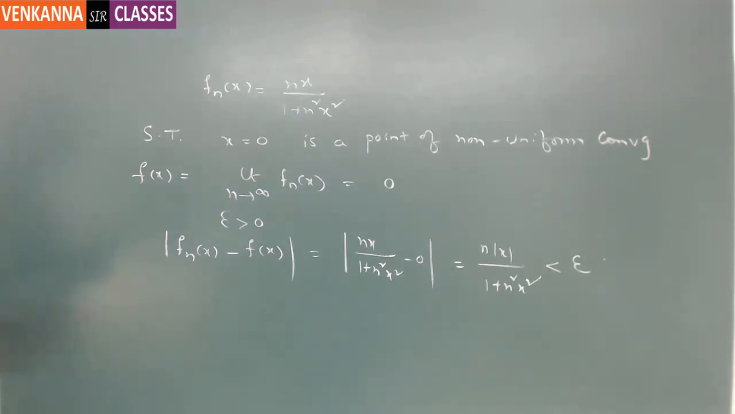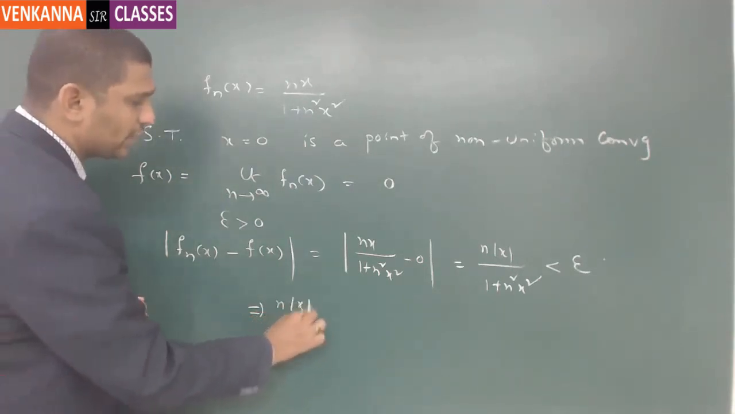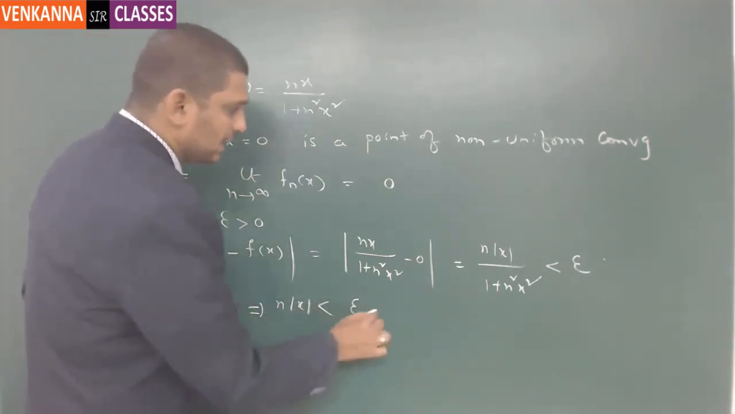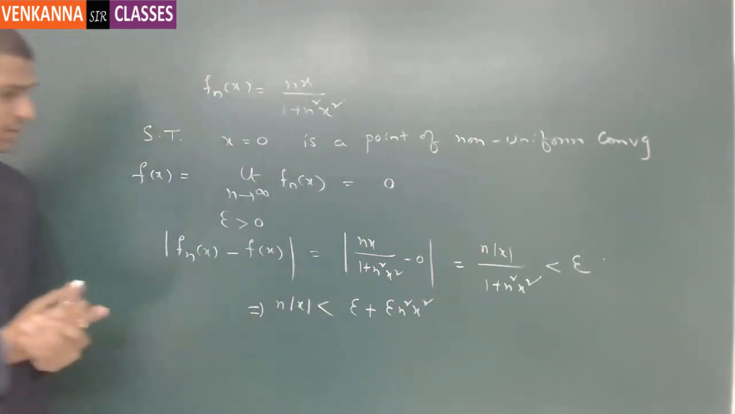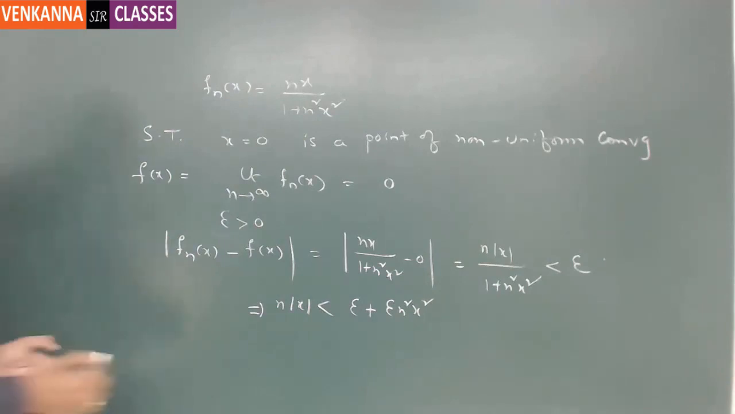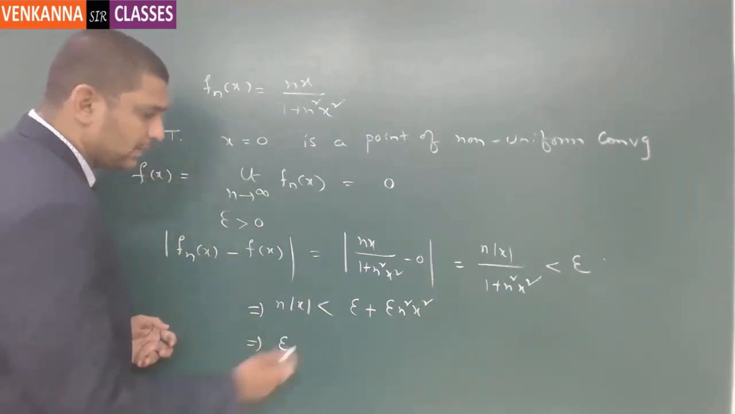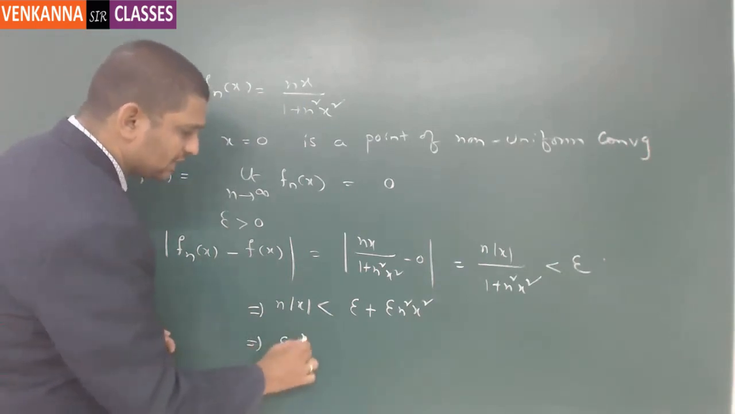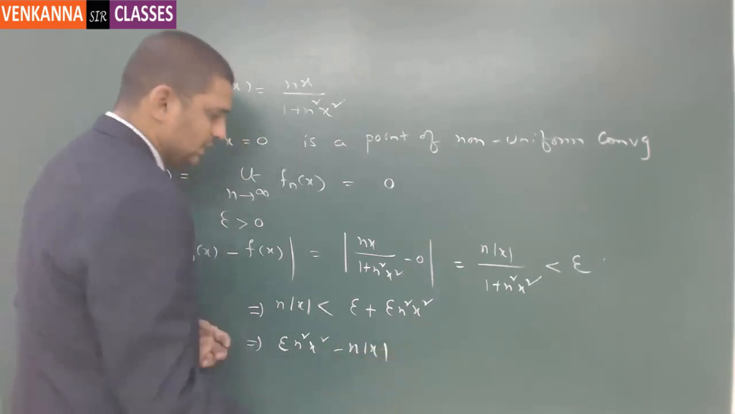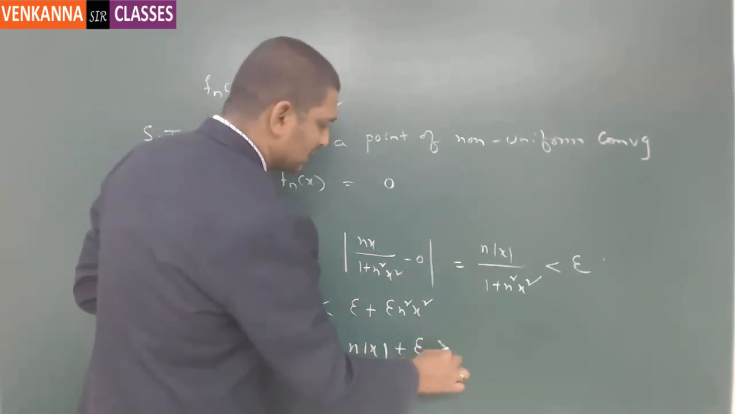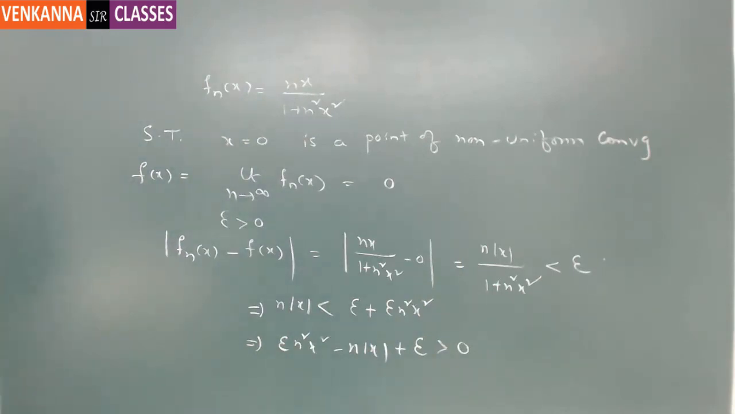So taking that value, we can say this implies n|x| is less than epsilon plus epsilon n² x². So again you are going to write it as epsilon n² x² minus n|x| plus epsilon is greater than 0. Accepted?